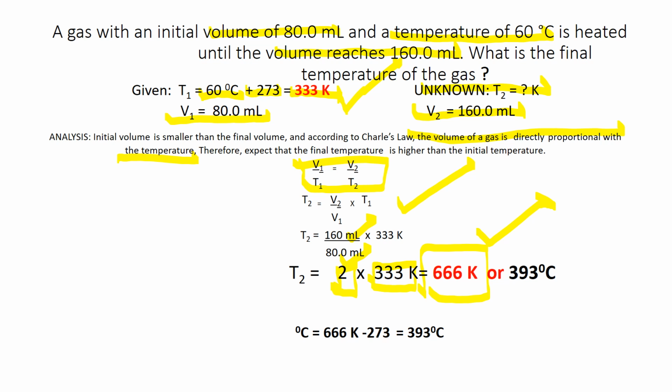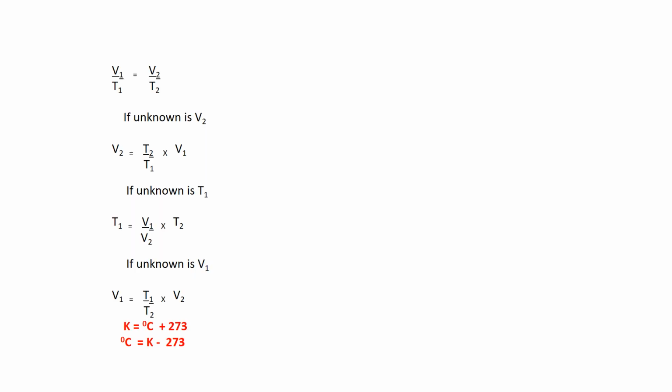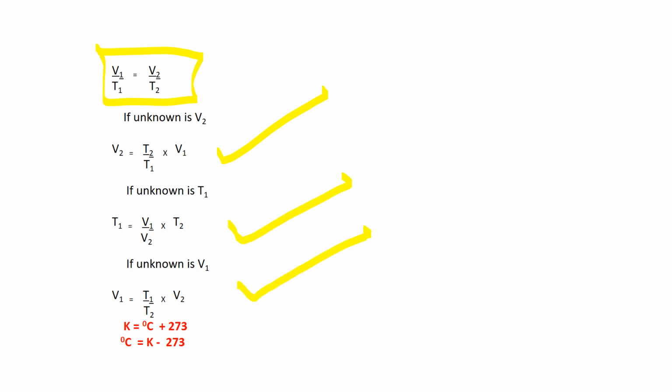Now, if you will be asked in the problem, what is the temperature in degrees Celsius? Then this is the formula. Degrees Celsius is Kelvin minus 273 and it is equal to 393 Kelvin. So these are the equations for Charles' law. This is the general. Now, if the unknown is V2, if the unknown is T1, and if the unknown is V1. These two are temperature conversion from Kelvin to degrees Celsius and degrees Celsius to Kelvin.